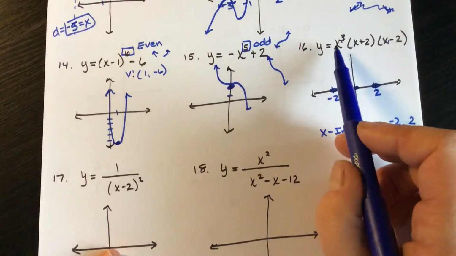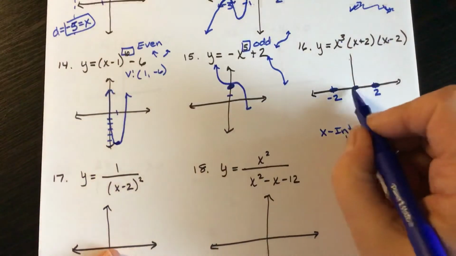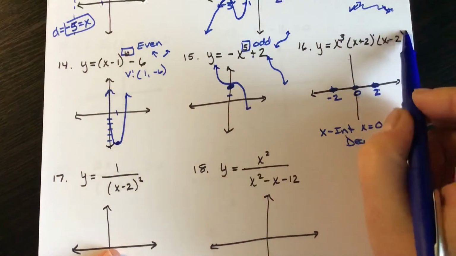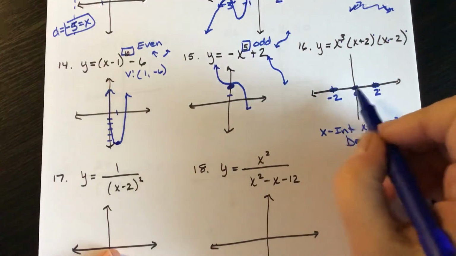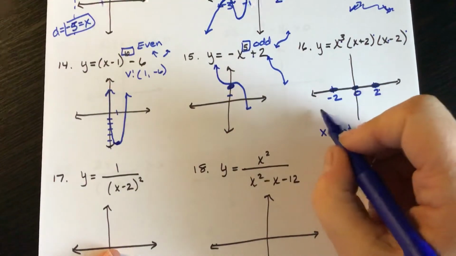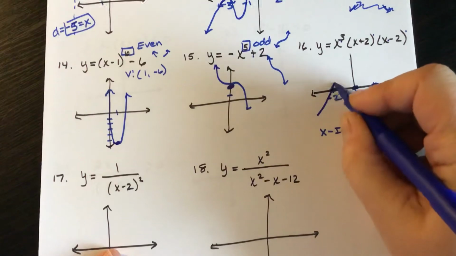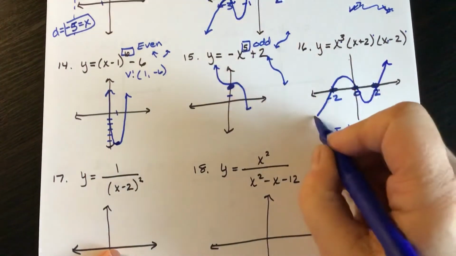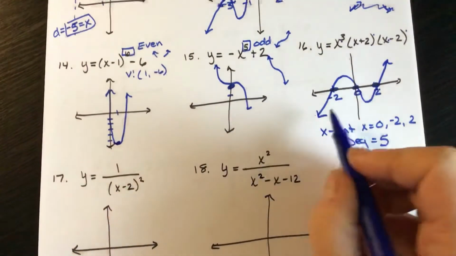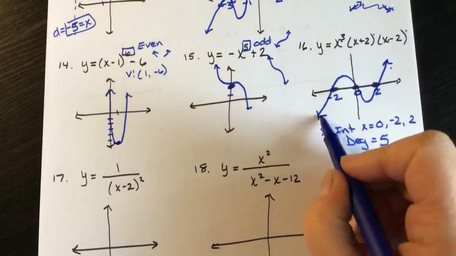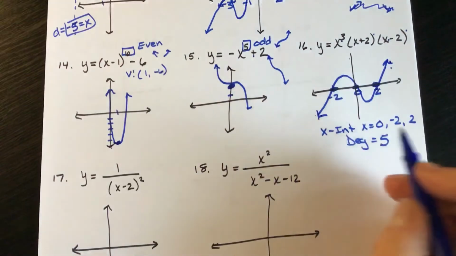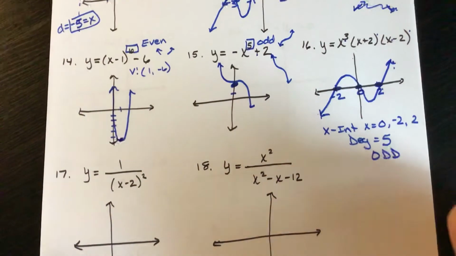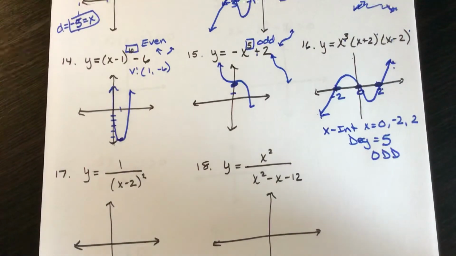It's positive. This time, for all of my x-intercepts, the multiplicity is odd, so I'm not going to have any bounces. So I'm going to start here, I'm going to go up, I'm going to come down, and I'm going to go up and through. All right, so my arrows are in opposite direction because it's odd, and it goes through each of the x-intercepts.